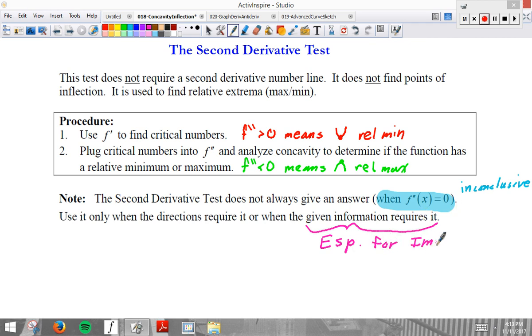implicit differentiation situations. If we use implicit differentiation, the number line is not possible because two things are varying at once. If my first derivative depends on x and y, a number line is not possible, so we will have to use this test, the second derivative test. Be careful.